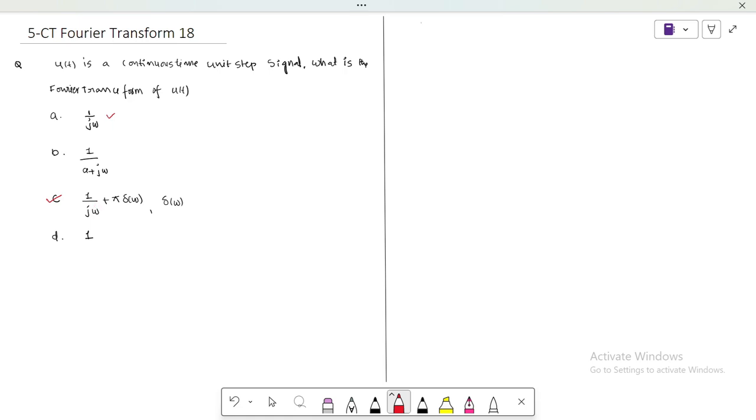Try to remember. So next one, the Fourier transform of e power minus at into u of t. Its Fourier transform equals 1 by a plus j omega.